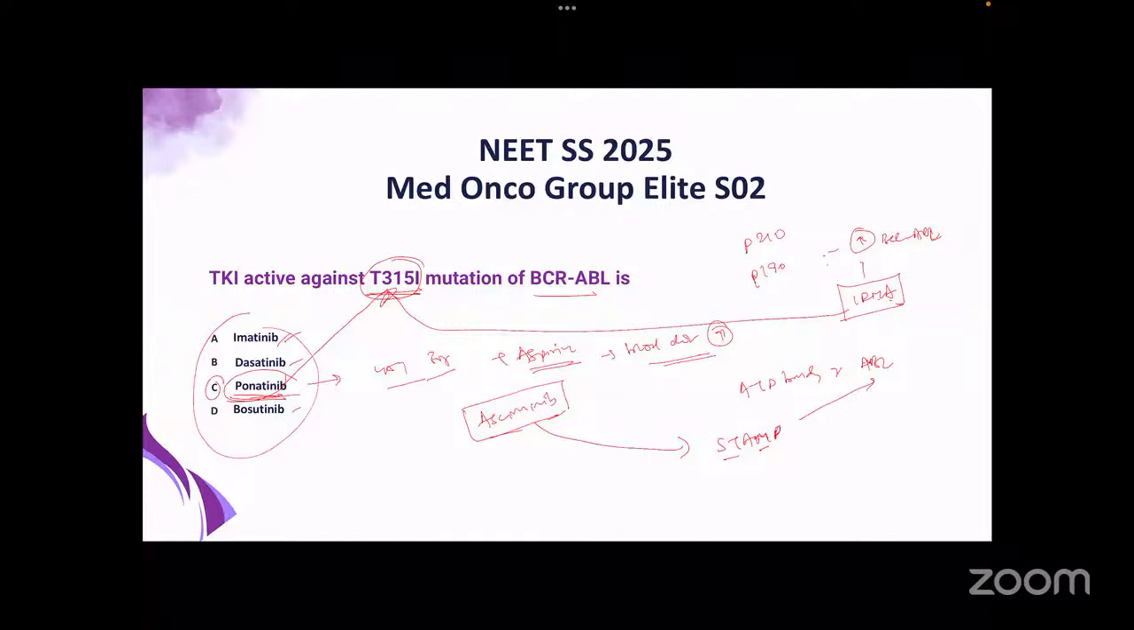Okay, and it acts across all types of imatinib-resistant mutations, except for T315I. So even though asciminib is a new molecule, the drug of choice for T315I is still ponatinib only, not asciminib.